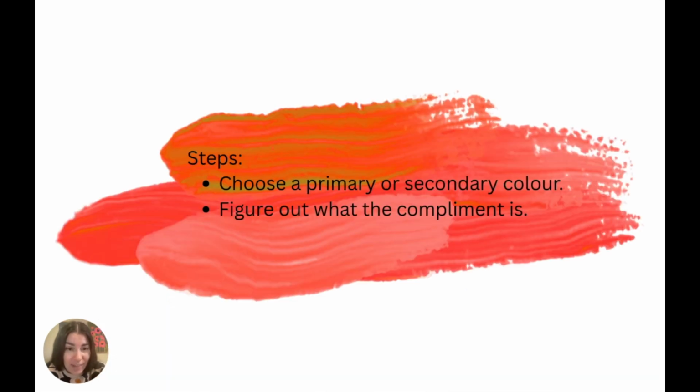These following steps can be paused as you work through your project, and they also are going to give an overview of the rest of the video. So we're going to start by choosing a primary or secondary color to use as your base color. In my opinion, it's easier to choose the primary color as the base, but you can do what you like. And then once you've got your color chosen, you need to figure out what the complement is.